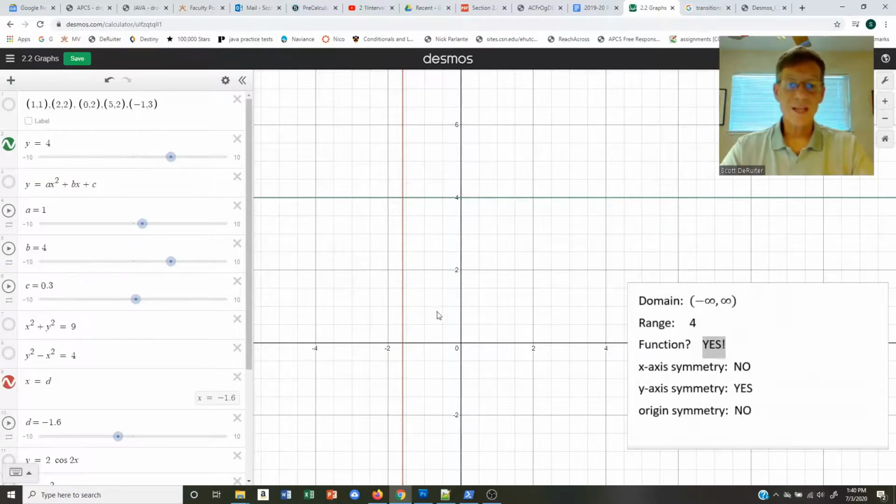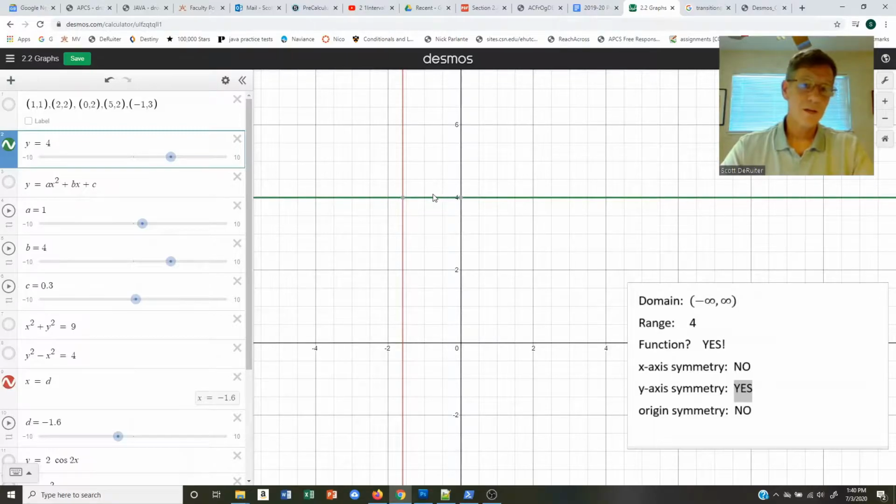It doesn't have any x-axis symmetry because any point, if I reflect with respect to the x-axis, doesn't appear on the curve. It does have y-axis symmetry because if I look at a point on the curve, like maybe (1, 4), and I reflect that to (-1, 4) with respect to the y-axis, well, they're both on the curve, so it has y-axis symmetry. It's true for all points on this curve. No origin symmetry, though. Any point that I reflect with respect to the origin, that reflected point doesn't exist on the curve.